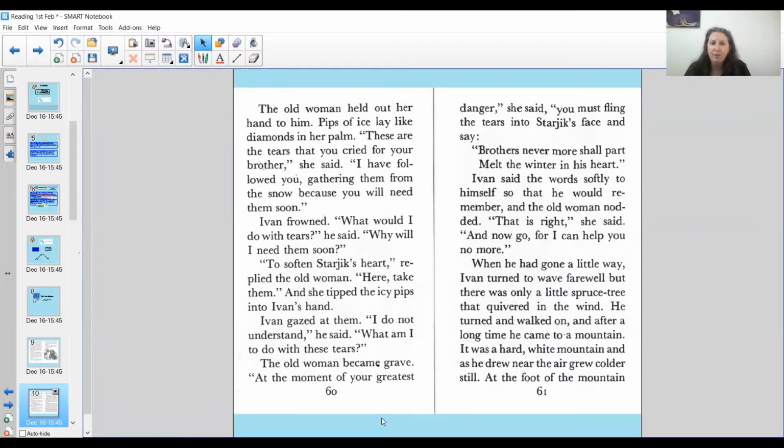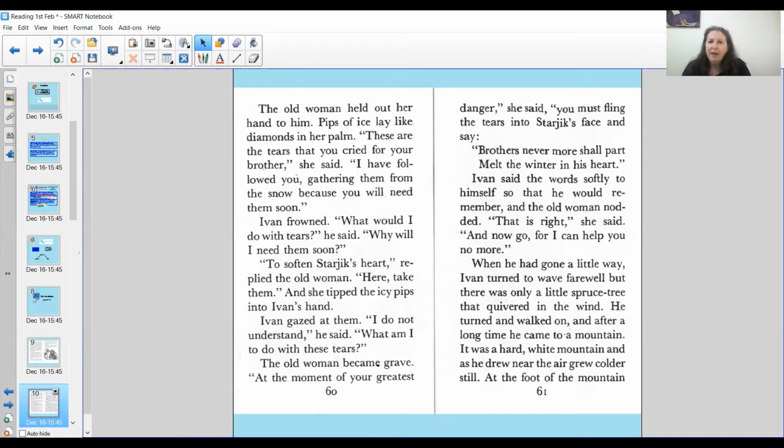Ivan gazed at them. I do not understand, he said. What am I to do with these tears? The old woman became grave. At the moment of your greatest danger, she said, you must fling the tears into Stargic's face and say, brothers nevermore shall part, melt the winter in his heart. Ivan said the words softly to himself, so that he would remember. And the old woman nodded. That is right, she said. Now go, for I can help you no more.